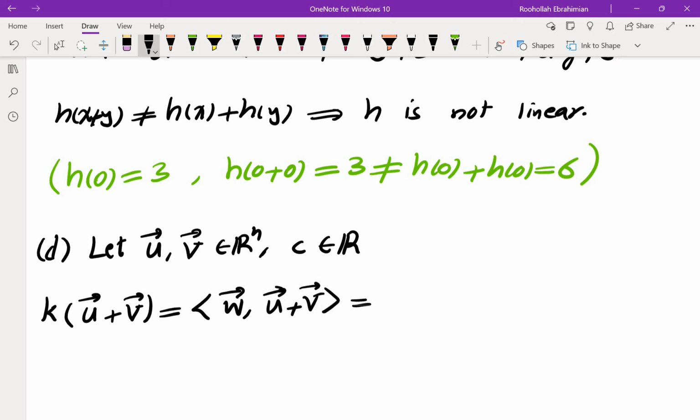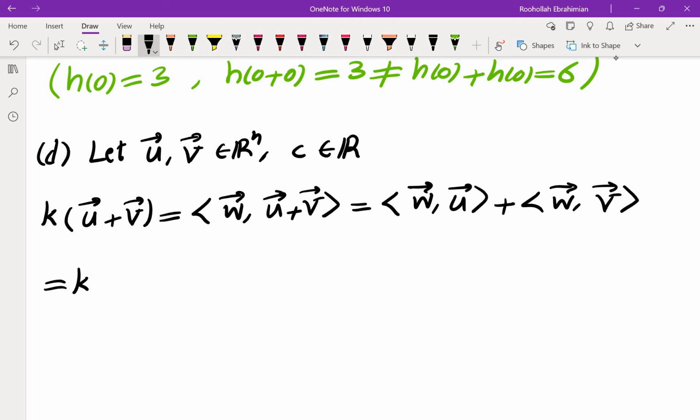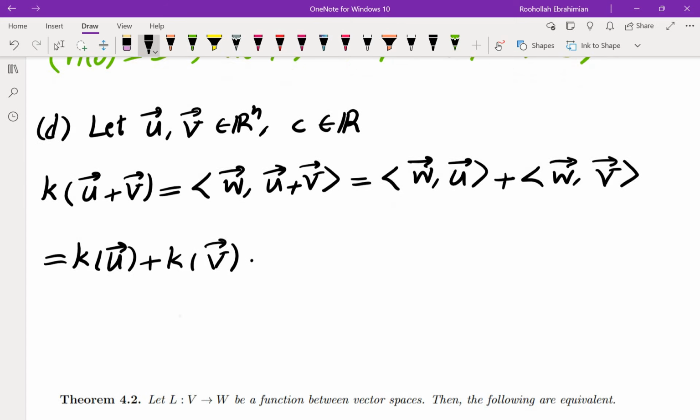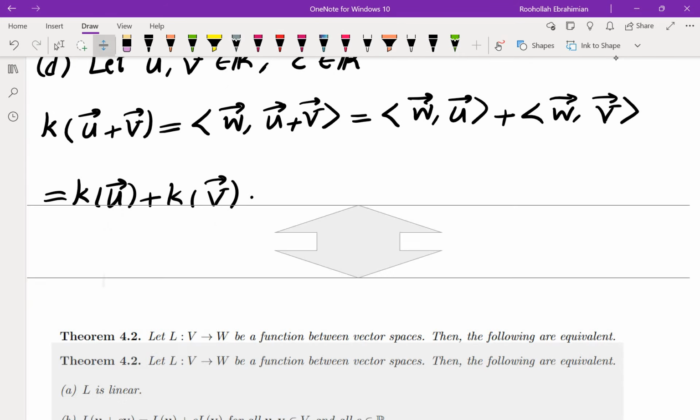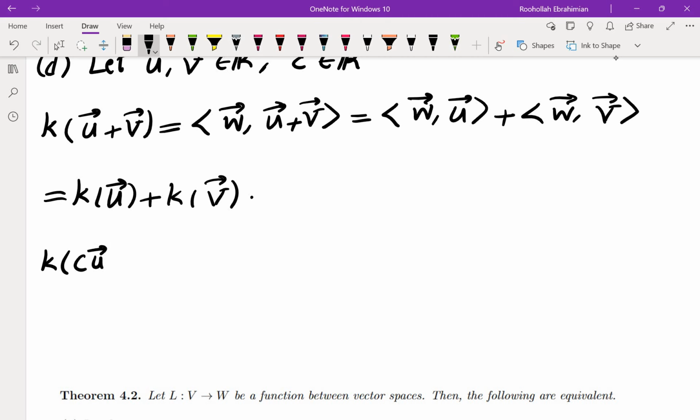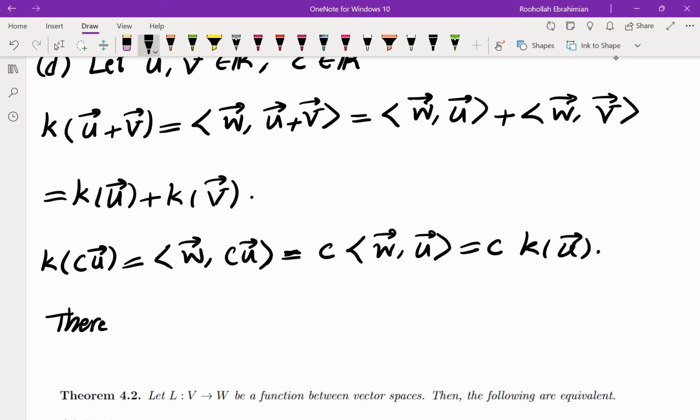Now we're going to use linearity with respect to the second vector. We get the inner product of W and U plus the inner product of W and V, and this is K of U plus K of V. So K does satisfy additivity. Now we're going to do K of CU. This is the inner product of W and CU, which, again by linearity, we can take the C out, and this is C times K of U. So therefore, K is in fact linear.